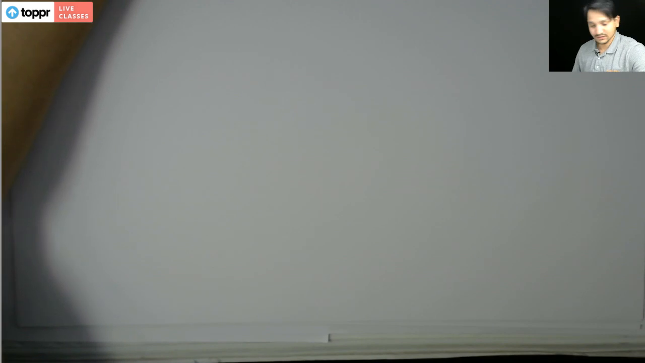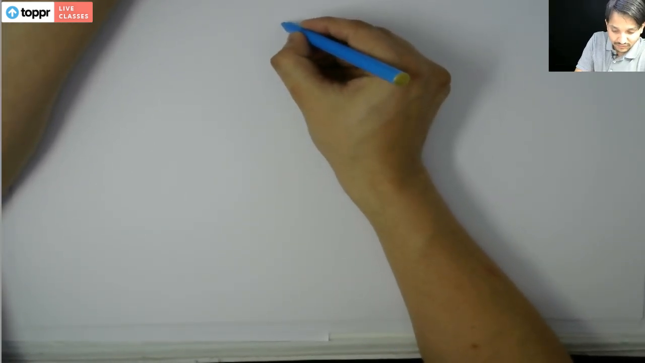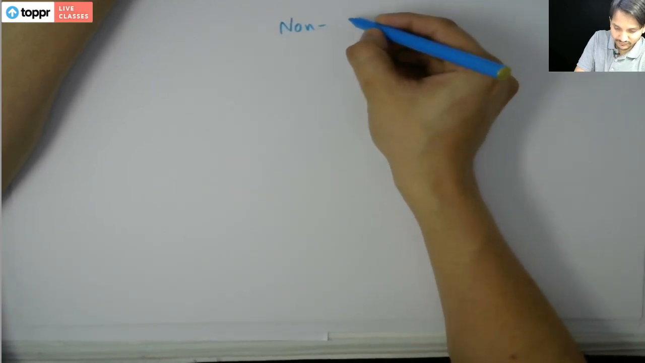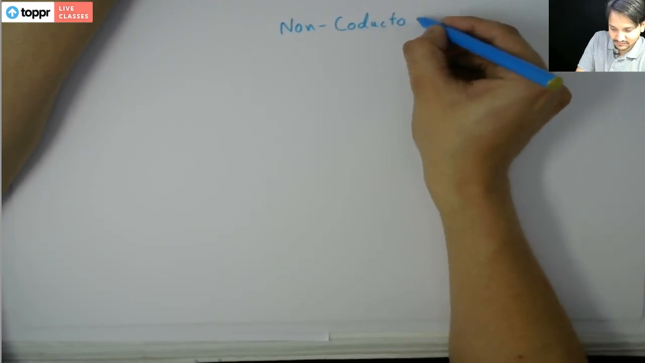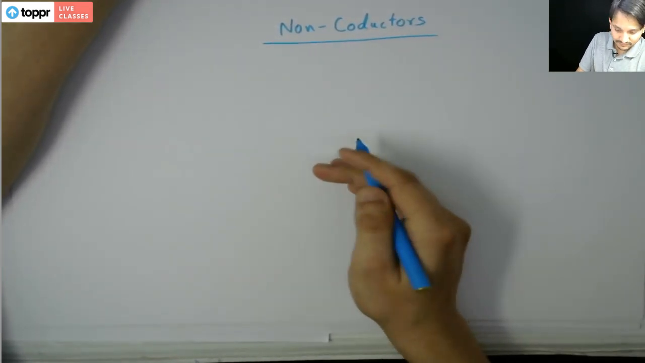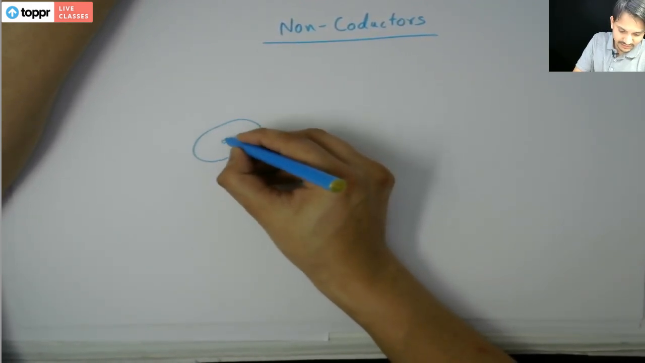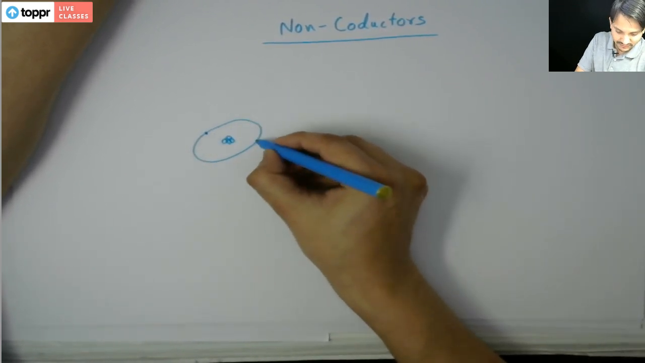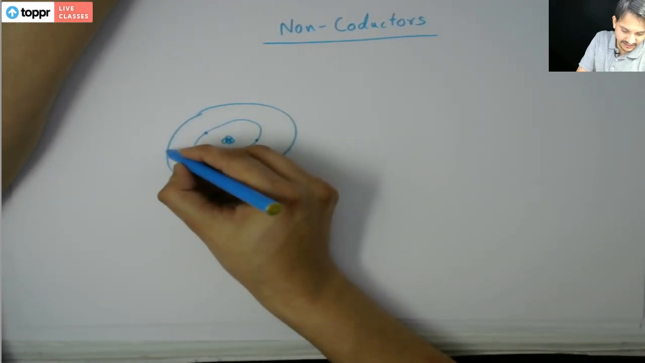What about non-metals or non-conductors? We also call them insulators. So what happens? Suppose this is the nucleus and we have this outer valence band, and this is the band here.